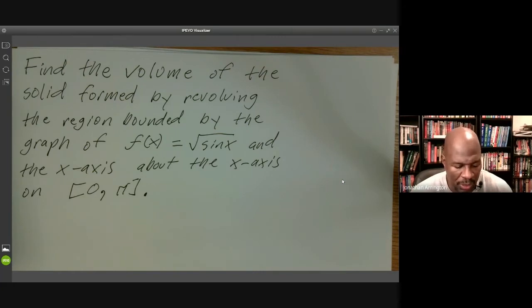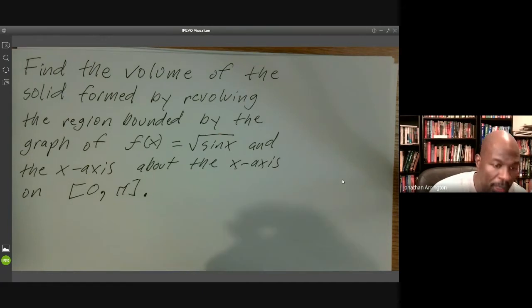And so, of course, this can be written a lot of ways. Sometimes they'll say the region bounded by f of x, and they'll say the x-axis, and the lines say x equals 0 and x equals pi. Or sometimes the mention of the x-axis is not mentioned. So this could be worded a variety of ways. But essentially, our function is the square root of sine x, and we're going to revolve it about the x-axis, and we're going to find the volume as x goes from 0 to pi.